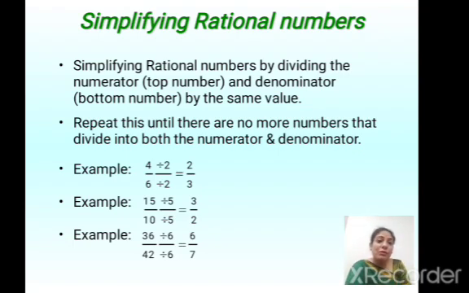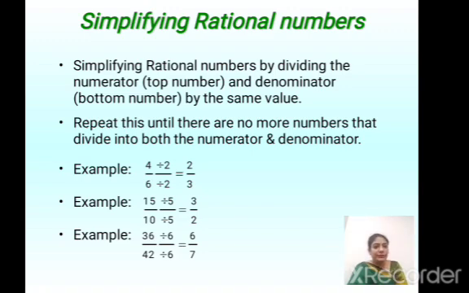Example: 4 by 6 is here. So I can divide both numbers by 2, which equals 2 by 3. Example 2: 15 by 10. Here we can divide both by 5, so it becomes 3 by 2.